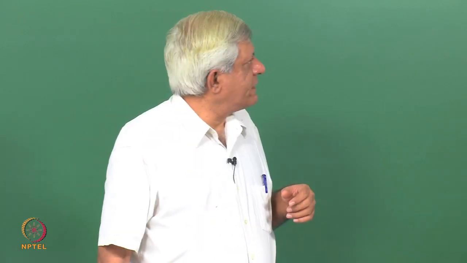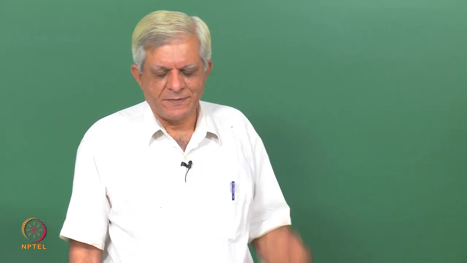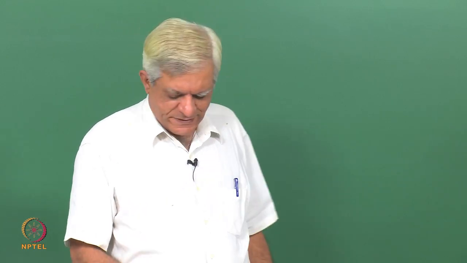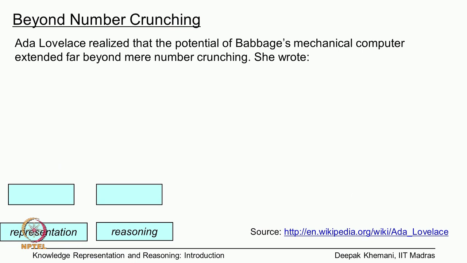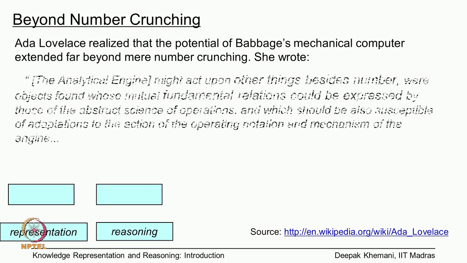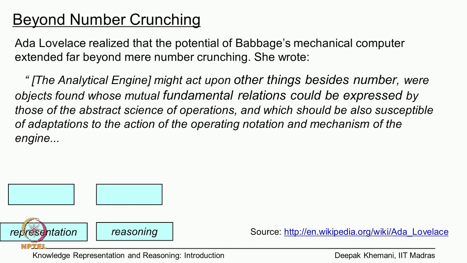And Ada Lovelace was somebody who worked with him, and she could see even at that time the potential of Babbage's mechanical computer extended far beyond just number crunching. She writes about the analytical engine, which is one of the two machines that he designed.